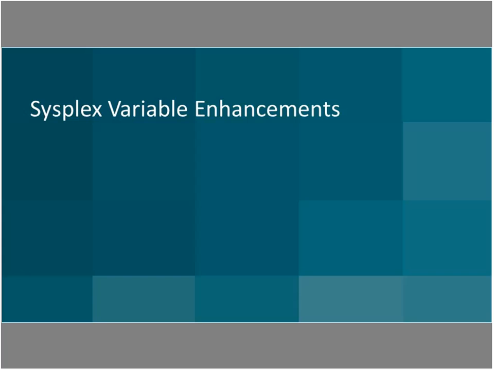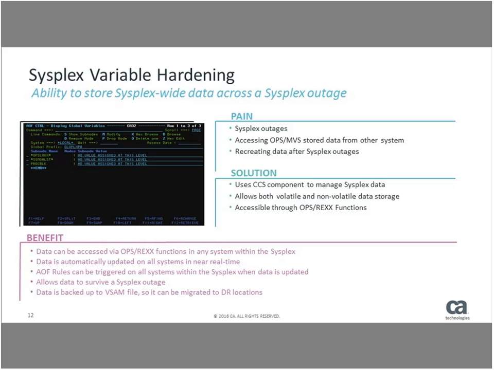So the enhancement that we have in this one is that we added the ability to have what we're calling SYSPLEX Variables Hardening. This is the equivalent of having a permanent global variable. So these are VSAM backed. They will survive an outage. Of course, in this case, the outage is a SYSPLEX outage. So if your entire SYSPLEX goes down and comes back up, OPS will reload these back into the SYSPLEX variable pool, and you will be able to have access to them just like you did for the normal SYSPLEX variables that went away on a SYSPLEX outage.